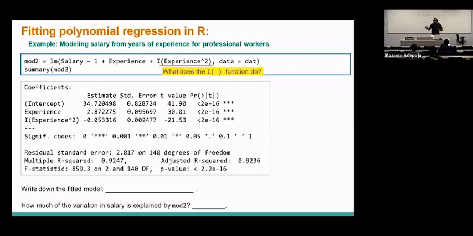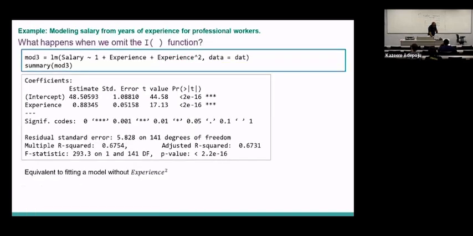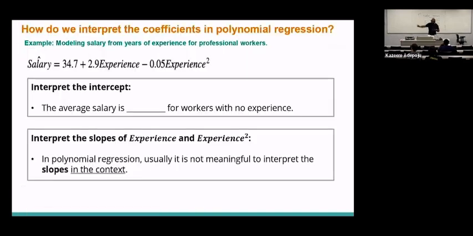Now for the fitted model, you're just going to write a model. So do you see the model? Salary hat equals, you write the intercept, you write the slope for the experience, then the slope for the experience squared. Does that make sense? So that's exactly what we mean.